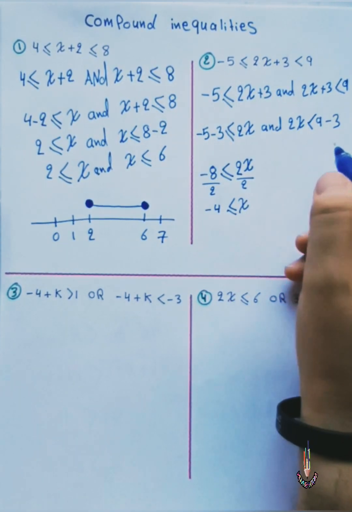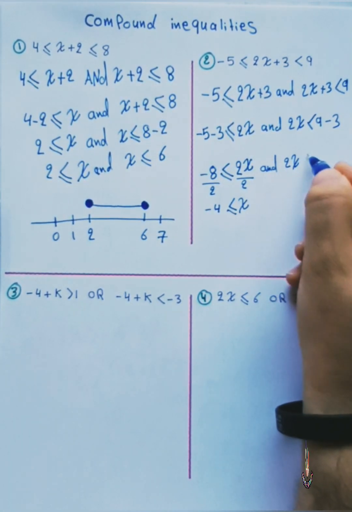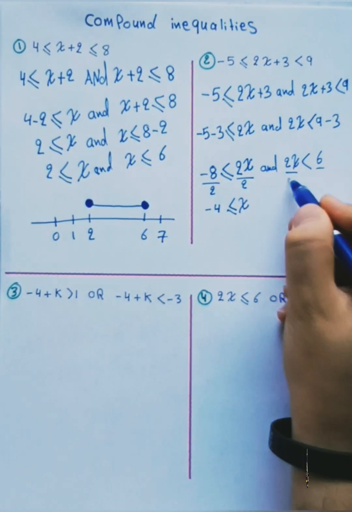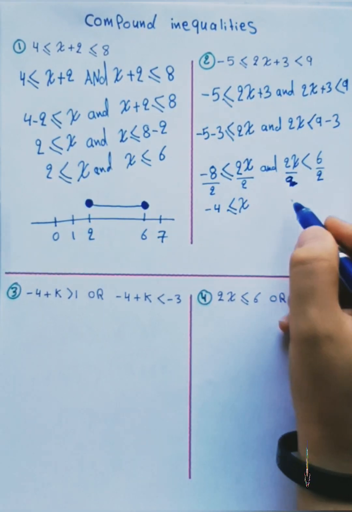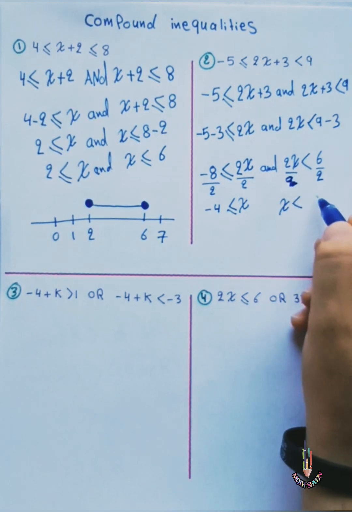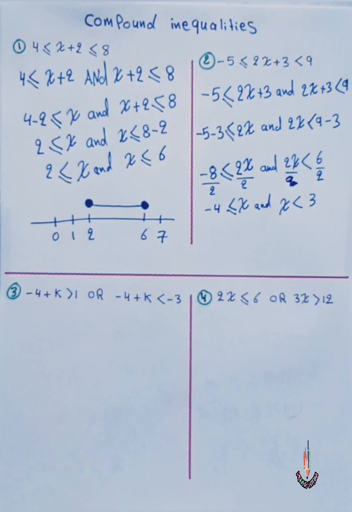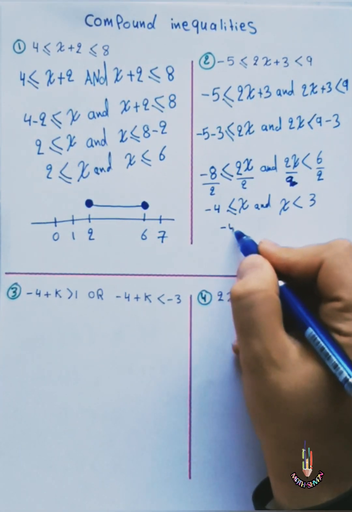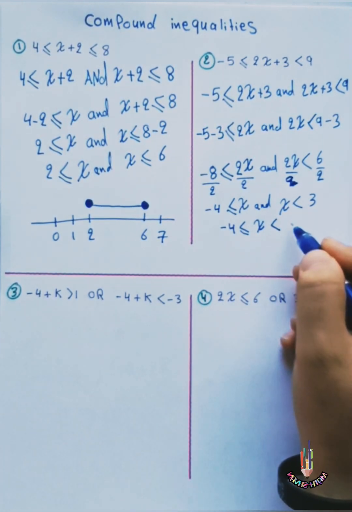And then on the right side, we have 2x is less than 9 minus 3, which equals 6. After that, we have to divide both sides by 2. So x is less than 6 divided by 2, which is 3. So we can write this inequality like that: negative 4 is less than or equal to x, and then x is less than 3.